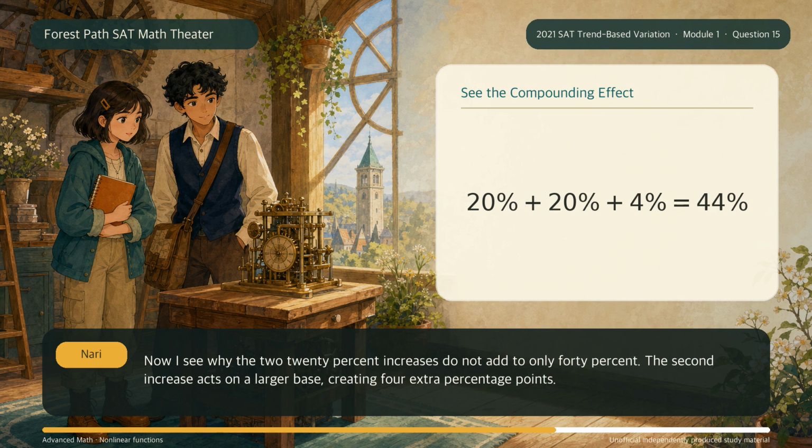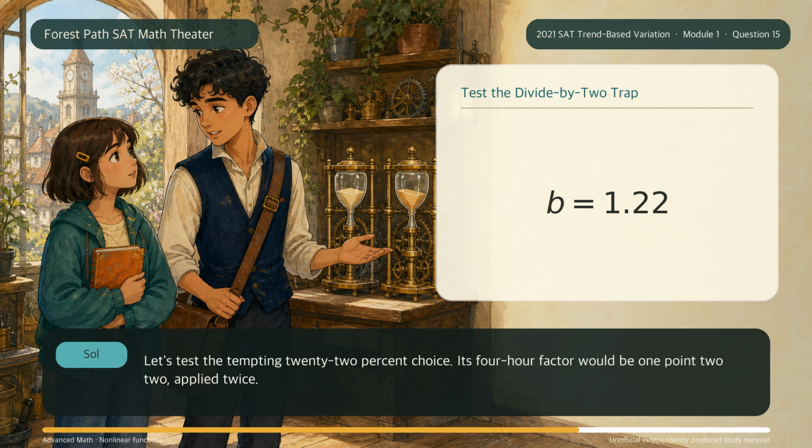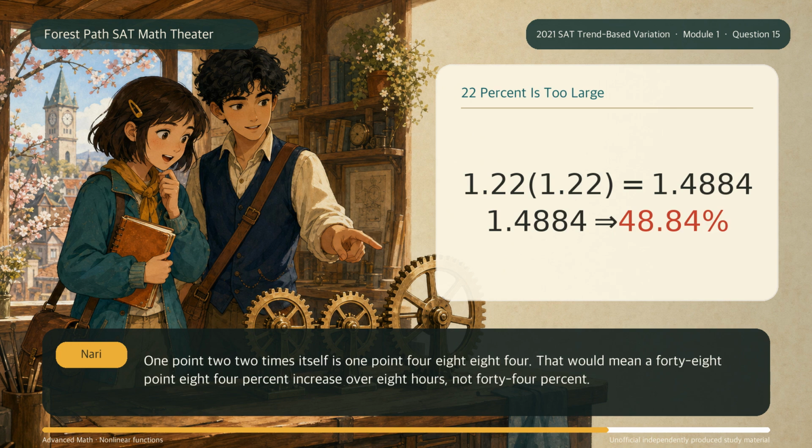Now I see why the two 20% increases do not add to only 40%. The second increase acts on a larger base, creating 4 extra percentage points. Let's test the tempting 22% choice. Its 4-hour factor would be 1.22, applied twice. 1.22 times itself is 1.4884. That would mean a 48.84% increase over 8 hours, not 44%.